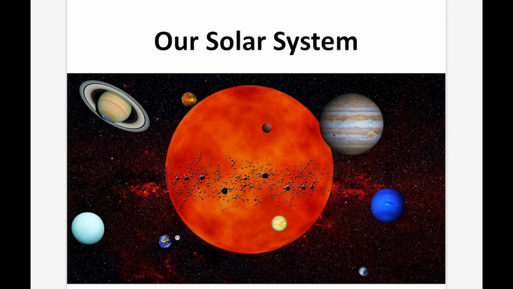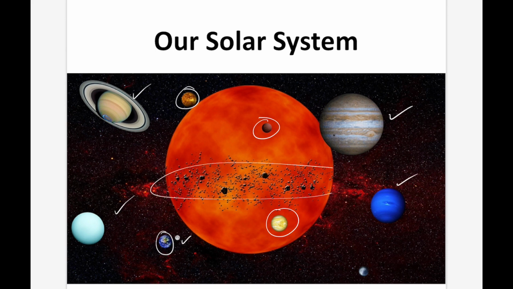So here's our solar system. We have Mercury, Venus, Earth, there's Earth's moon, Mars is out here, then we have Jupiter, Saturn, Uranus, and Neptune. And then we have all this right here, that's going to be our asteroid belt that goes around the sun between the orbits of Mars and Jupiter.